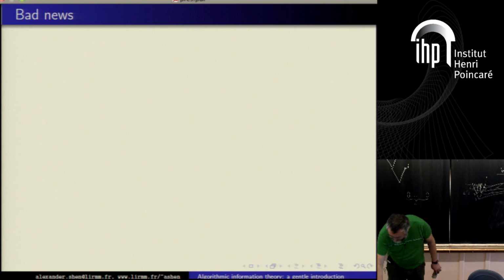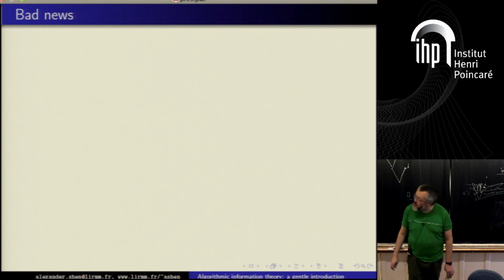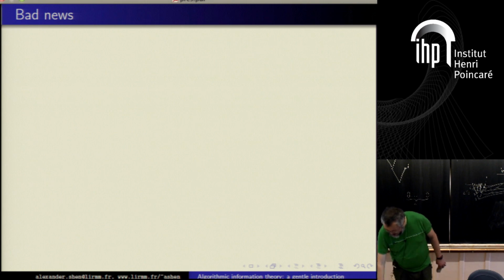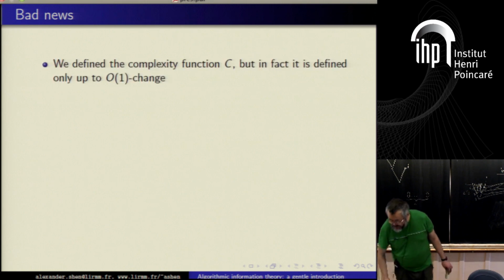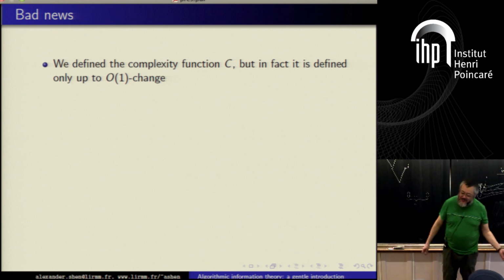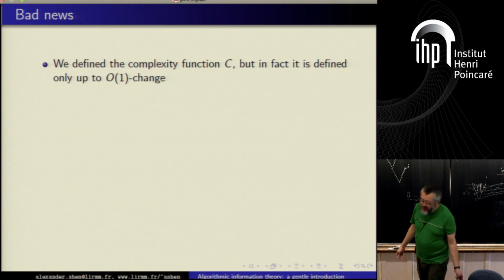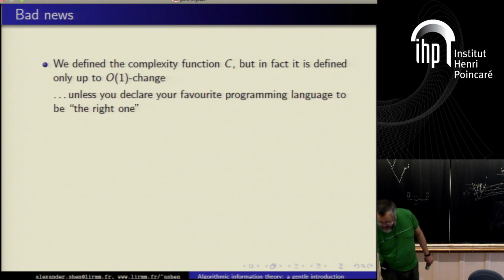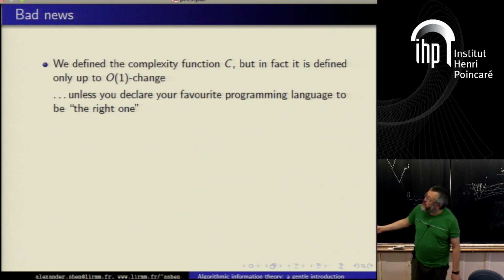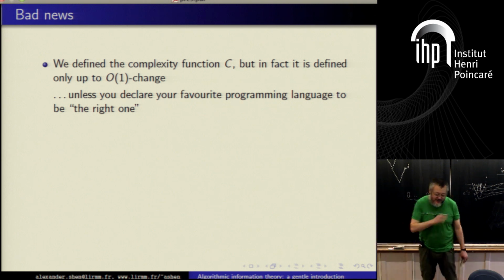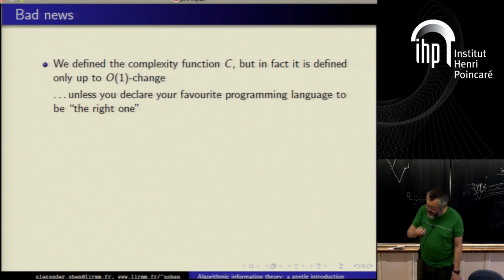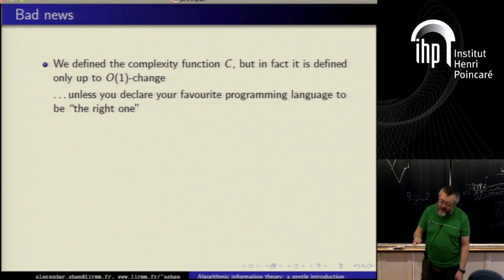Now I want to say why it's not as good as we might hope. What are the problems with this approach? The first problem was already mentioned: complexity is defined only up to an O(1) additive change. Of course there is an option to say that this decompressor is that decompressor. There are many optimal ones, many interpreters of many different languages.